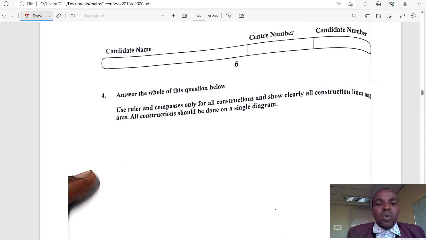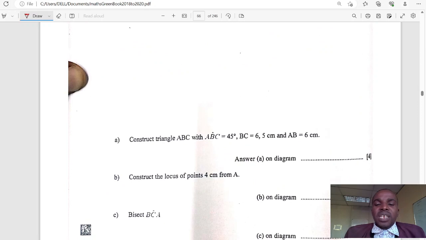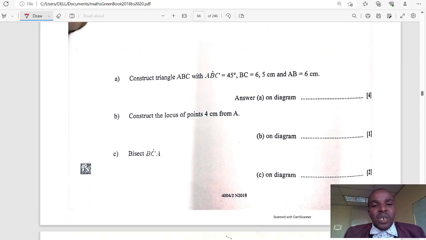Then next, this one is locus. Use ruler and compasses only for all constructions and show clearly all construction lines and arcs. All constructions should be done on a single diagram. Right, I will just do a sketch of this part. Construct triangle ABC. The most important things are the angles. Please take note of that part.